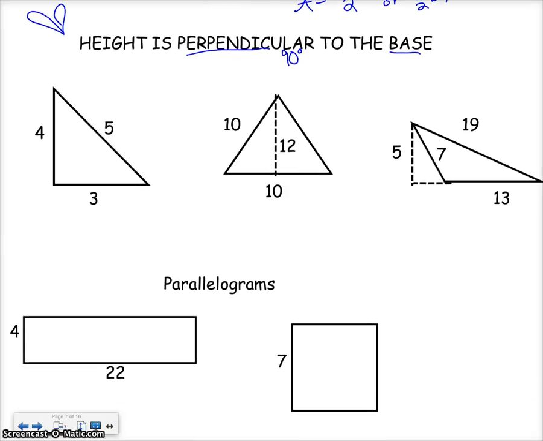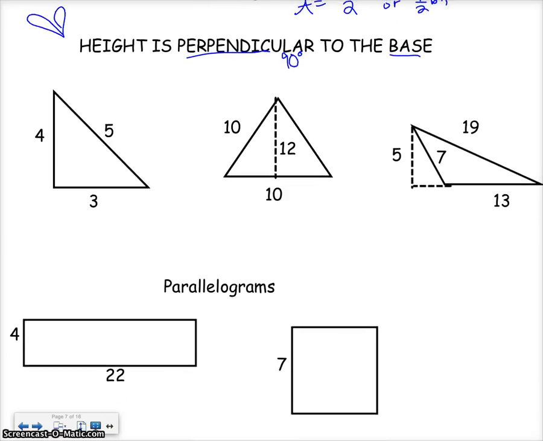Okay, so this first one, I need to identify the base and the height. So I see that these two are perpendicular to each other. So I know that 4 is the height of this triangle. So my area would equal 3 times 4 divided by 2. 12 over 2, which is 6. You also need to identify perimeter today.